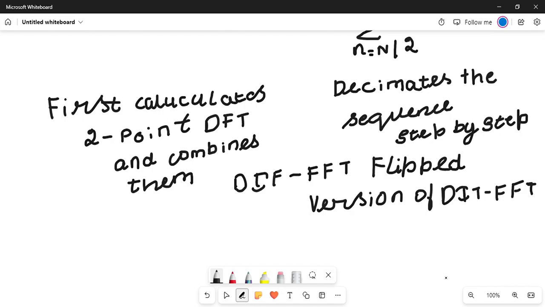If the equation mentions F1 of 0, F1 of 1, F1 of 2, those are the 2-point DFT outputs. I'm sorry, it is the 4-point DFT output, those are all correct. And what I can say here, V11 of 0, V11 of 1 and V12 of 0, V12 of 1 are the outputs of the 2-point DFT.